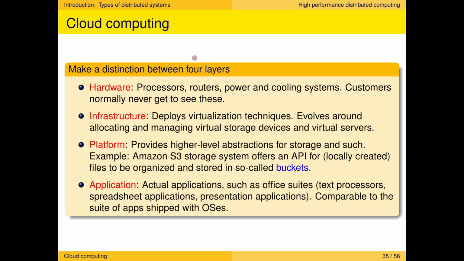If we discuss these layers in more detail, here we have those layers once again, but in the reverse order. The hardware was at the bottom, here we have it at the top. So the hardware is the processors, routers, power like UPS, and cooling, the AC system. All these are provided by the data center, and the customer never gets to see these. You don't touch the hardware, you just access it remotely.